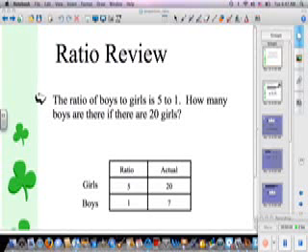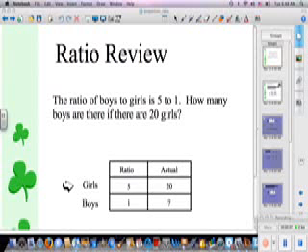The ratio of boys to girls is 5:1. How many boys are there if there are 20 girls? So if you remember, we would set up a little ratio box. By the way, how do you like my new pointer? Pretty nifty. So we would set it up in this box.